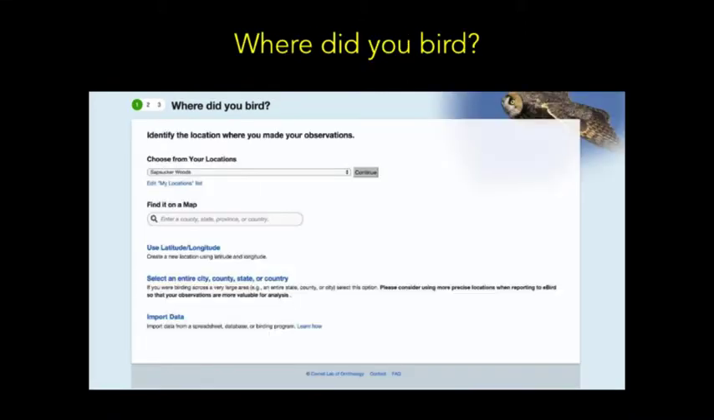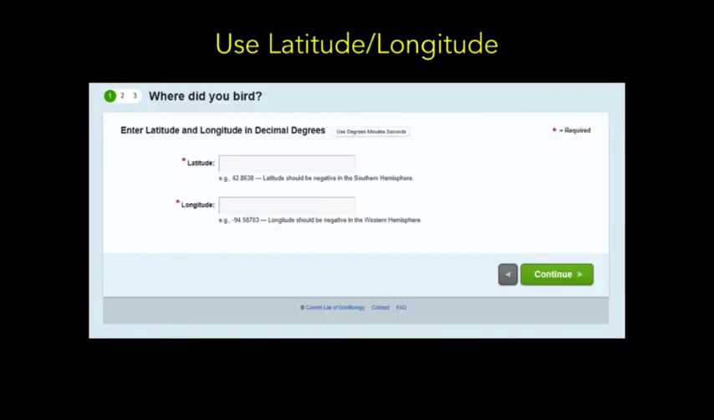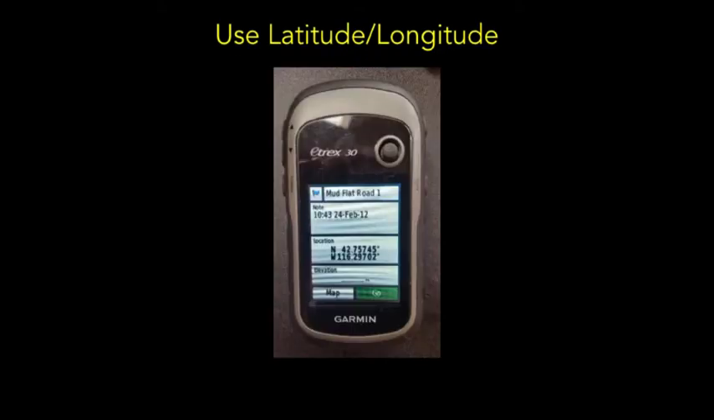One I use a lot when I'm traveling around in the Great Basin, where a lot of other people have not birded, in most cases no one has ever birded anywhere I go, and I sort of seek those places out, is to use latitude and longitude. When you click that one, it says, please enter your latitude and your longitude. I still carry my little Garmin eTrex around to get my latitude and my longitude.